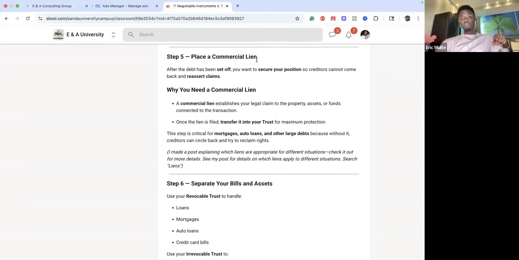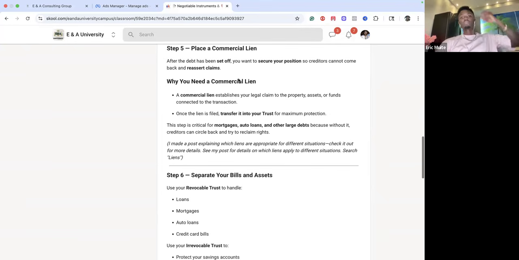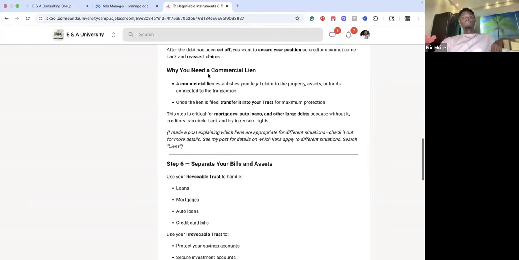When it comes to securing the property after you set off the debt, you want to secure the position so the creditors can't come on the back end and reassert the claims. So why you need a commercial lien, right? The commercial lien establishes a legal claim to the property, assets, and funds connected to the transaction. And once the lien is filed, transfer it into the trust for maximum protection.